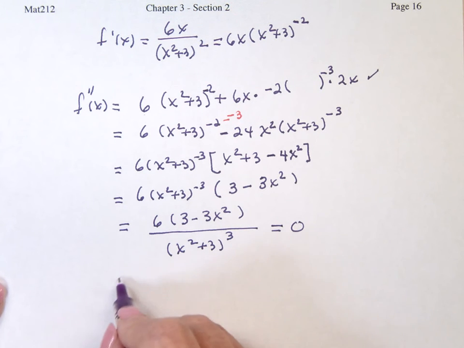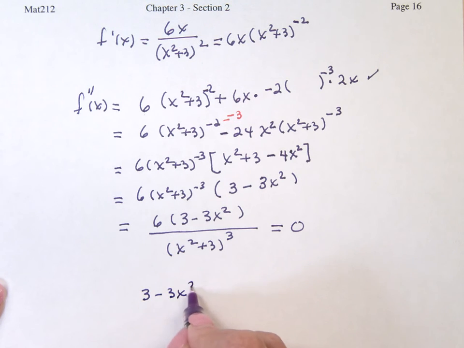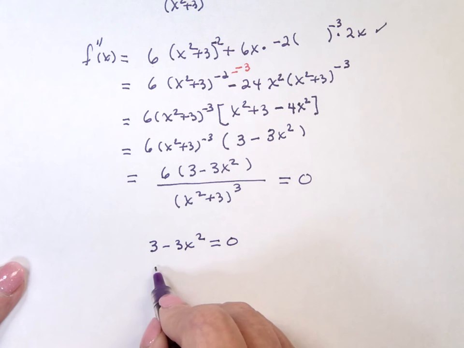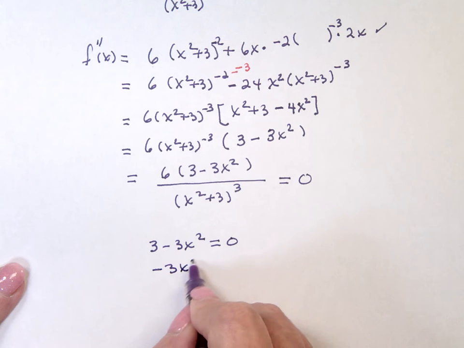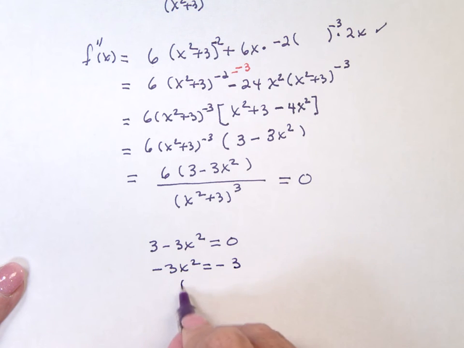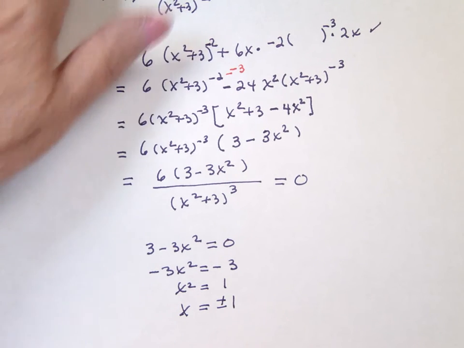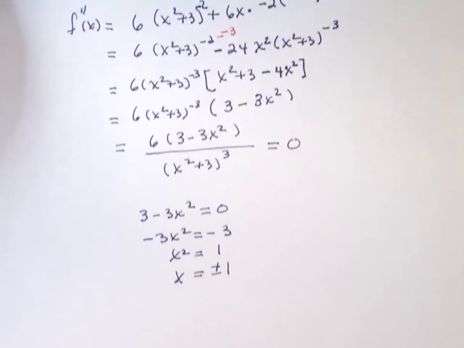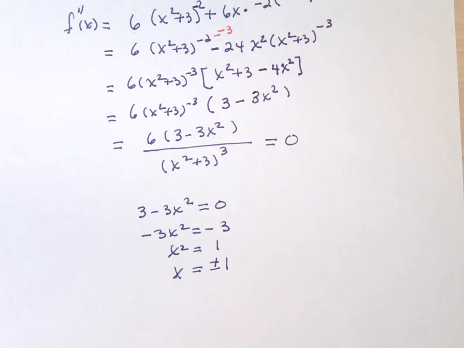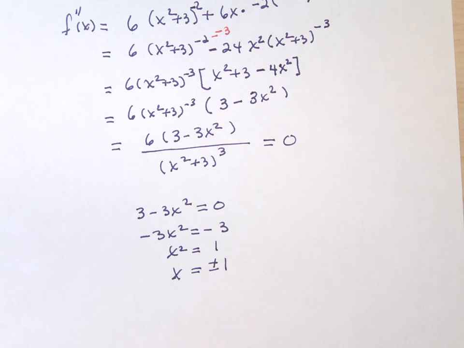Now the only way that this can be 0 is if 3 minus 3x squared equals 0, or minus 3x squared equals minus 3, x squared equals 1. So what's x? Plus or minus 1, and their multiplicity is 1. Now, since their multiplicity is 1, that means plus or minus 1 are inflection points, because there will be a change of sign across.